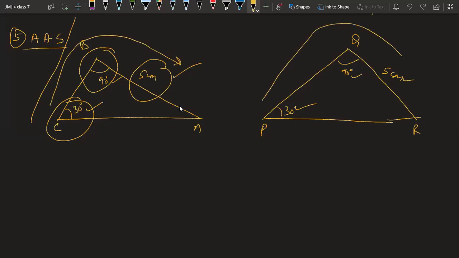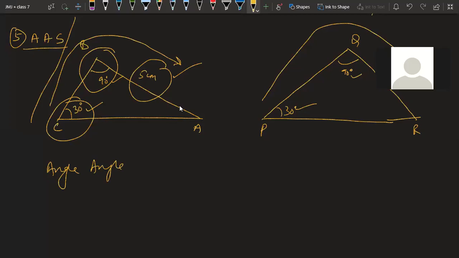Here also angle, angle, side. So if two angles in continuation and one side are coming, we can say the triangles are congruent. That's it. So we have taken total 5 criteria for congruency. Now class, are we ready for the questions? Shall we start? Shall we start the question, beta?